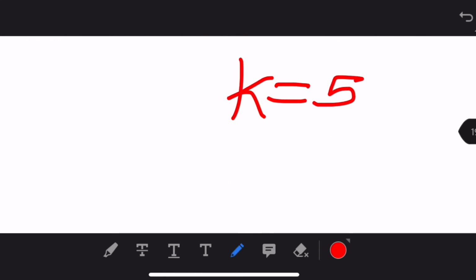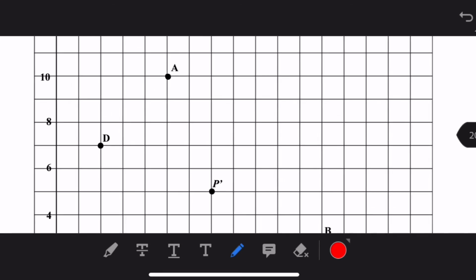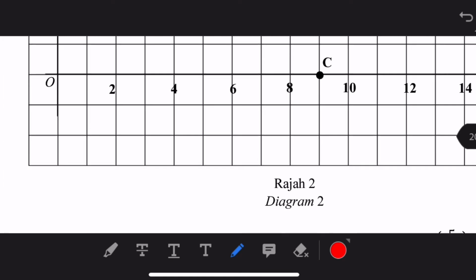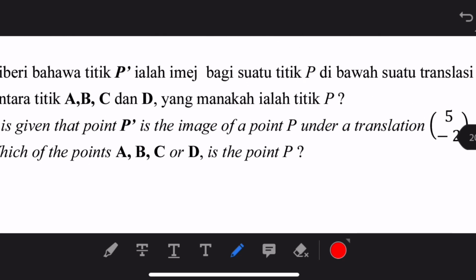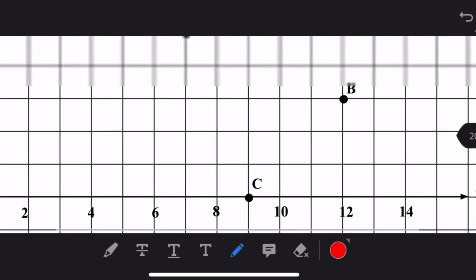So for next question, we will do number 6. It's actually about the point P prime is the image of P under translation (negative 2).